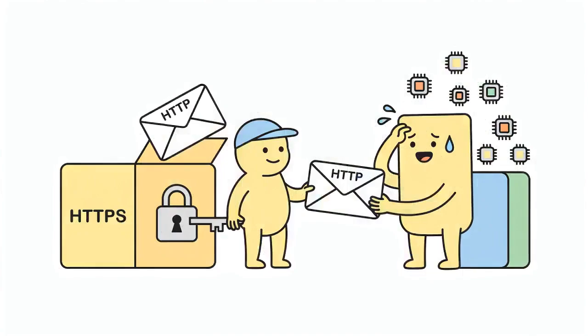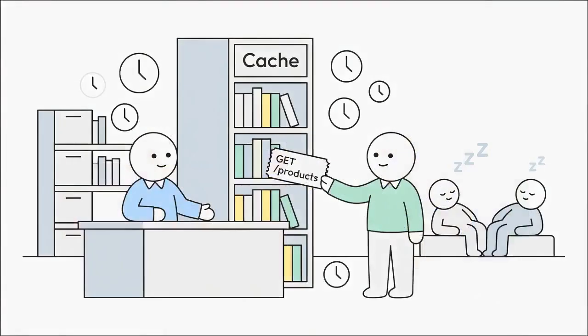Use case 1. TLS termination. The proxy handles all HTTPS traffic, decrypts the request once at the edge, and forwards plain HTTP to your backends. This offloads the expensive cryptographic work from your application servers and lets them focus on running your business logic. Use case 2, caching. The proxy stores copies of responses for requests it has seen before. When the same request comes in again, the proxy answers directly without waking up the backend. The result is lower latency for users and less load on your application servers.